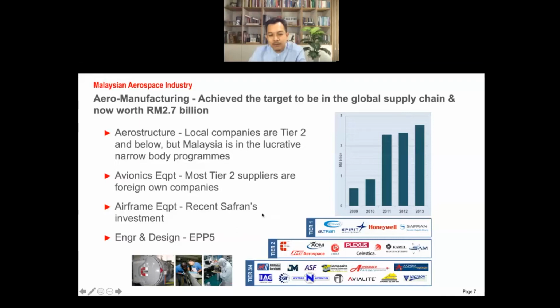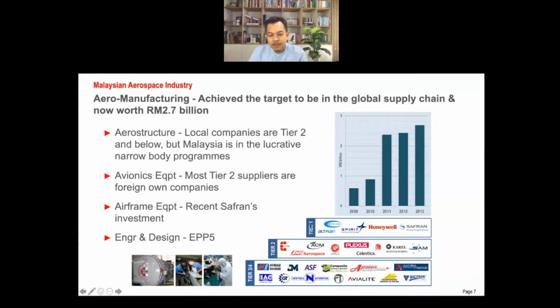And at this particular point, before 2015, engineering and design activities were grouped under aero manufacturing, and a new EPP called EPP5. Just now, MRO was EPP1. EPP5 was introduced to nurture the engineering and design activities.